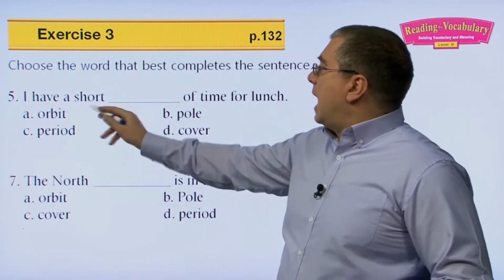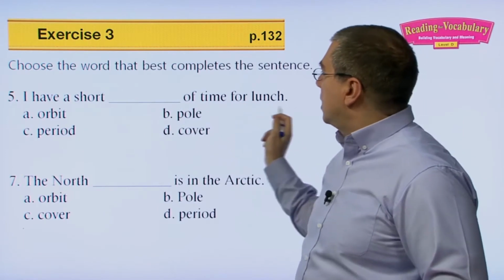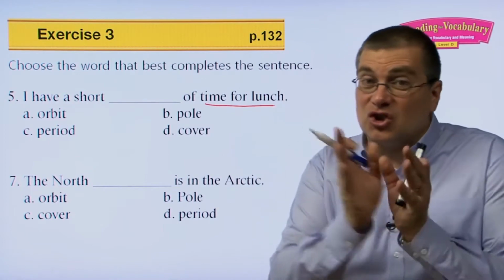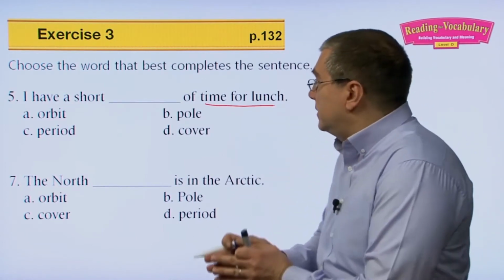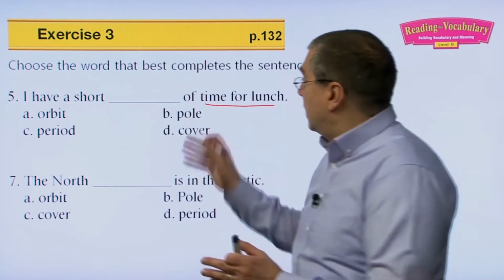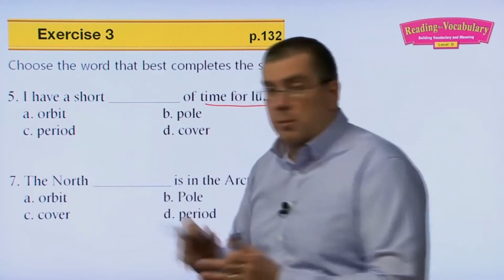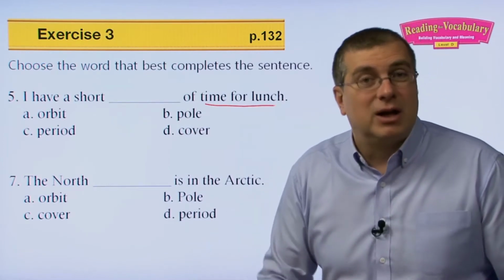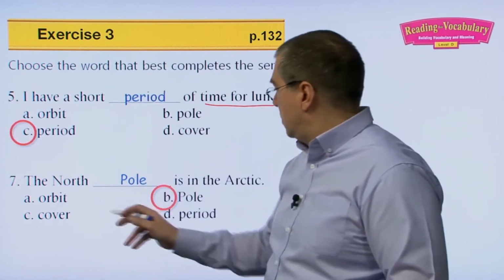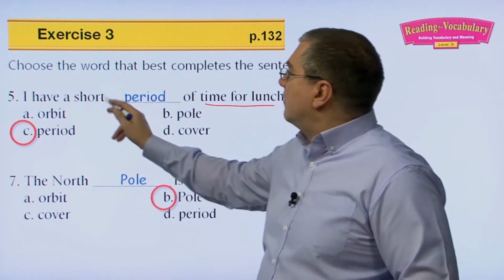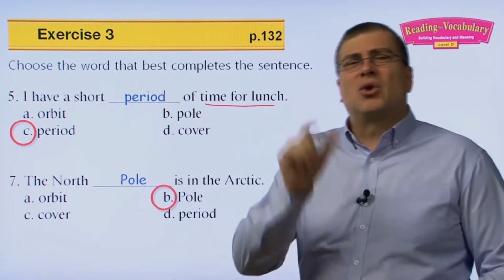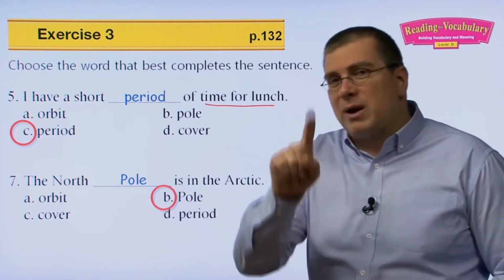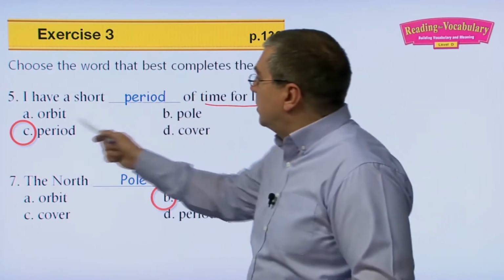Okay, next one. Number 5. I have a short beep of time for lunch. So you have a certain length of time for lunch. It's a short length of time. What do we say? I have a short orbit of time. I have a short pole of time. I have a short period of time. Or I have a short cover of time. Which one sounds good? Probably you chose period. Okay, but anyway, I have a short period of time. I have a short period of time for lunch, so maybe only 30 minutes. 30-minute period for lunch. Not 1 hour, just 30 minutes. So it's a short period of time.